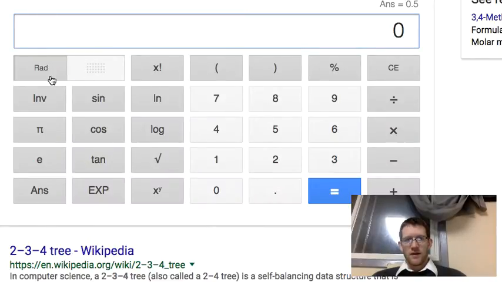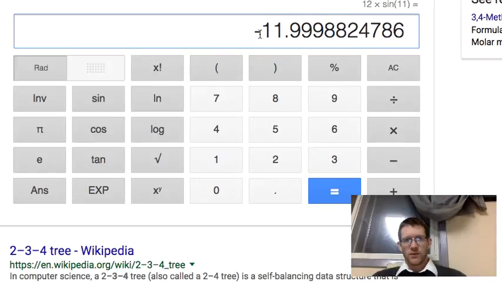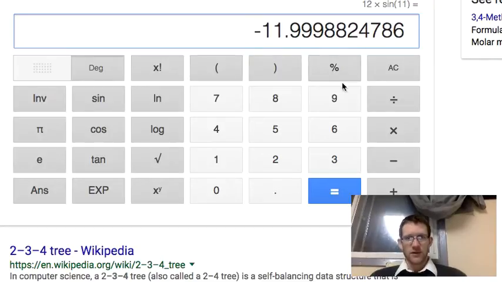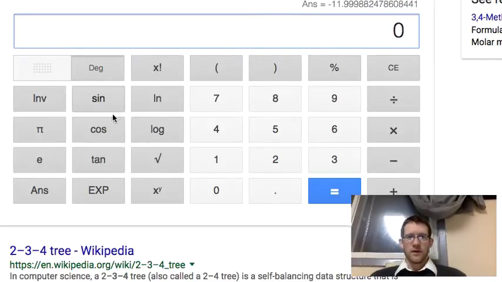If I punch 12 times sine of 11, oh no, I get some weird negative thing and it's crazy. What happened? Oh, I had it in radians. Make sure you're in degrees. Every time you do this, make sure it's in degrees. So let's try that again.